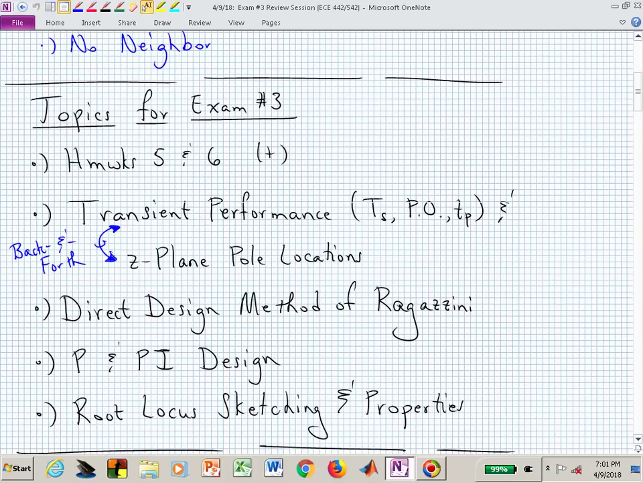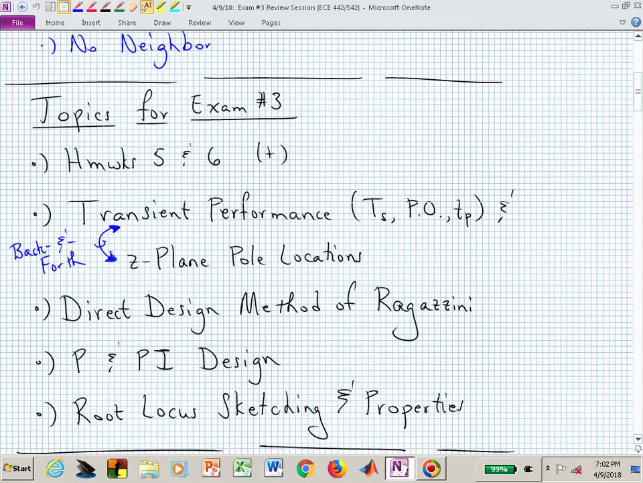You should look at the practice exams to get an idea for what you can expect on this exam number 3. Transient performance, how is that connected to Z-plane pole locations? Transient performance, I'm meaning settling time, percent overshoot, and time to peak. You should be able to go back and forth. If I give you performance specs, you should be able to find Z-plane pole locations. If I give you Z-plane pole locations, you should be able to tell me for a 2-pole system what that corresponds to in terms of settling time, percent overshoot, and time to peak. That's what I mean by going back and forth.